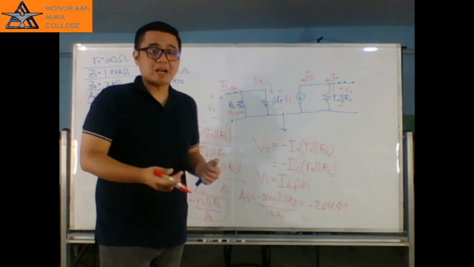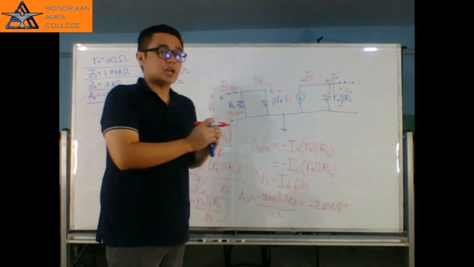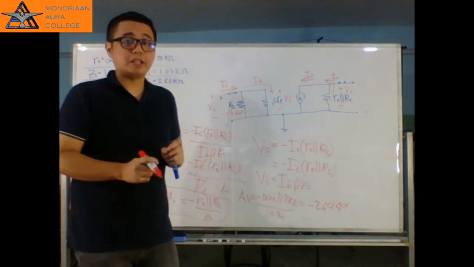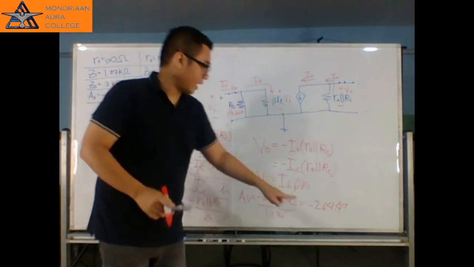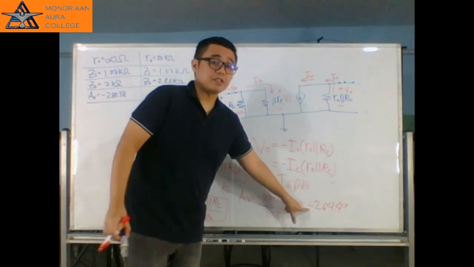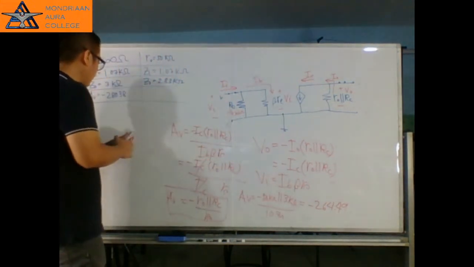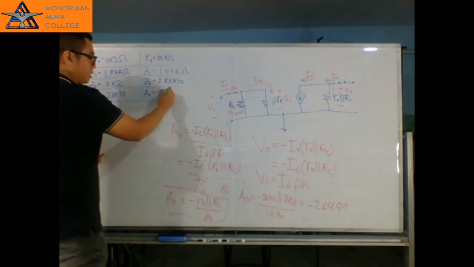So for example, nagpasok tayo ng 1 millivolt sa input signal. Ano magiging corresponding output niya? Magiging 264.49 millivolts. So magkakaroon tayo ng amplification and magkakaroon tayo ng phase shift. Specifically, it's 180 degrees. So i-write down natin dito, we have a voltage gain of negative 264.49.